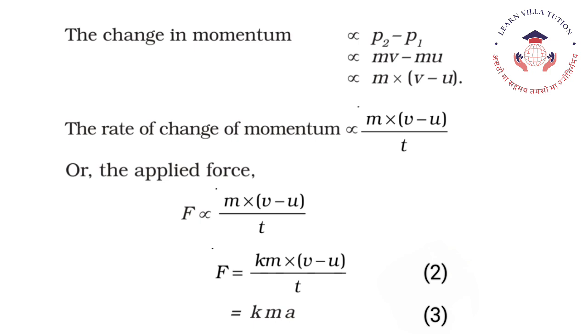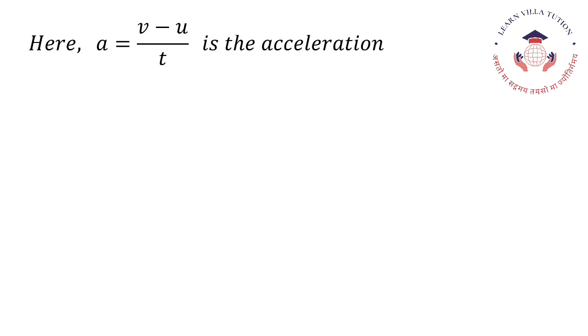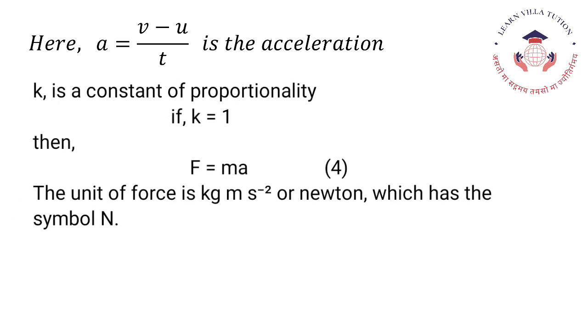The rate of change of momentum is directly proportional to m multiplied by v minus u, divided by t. Or the applied force, F, is directly proportional to m multiplied by v minus u, divided by t. Then, F is equal to k m multiplied by v minus u, divided by t. We get F is equal to kma. Here, a is equal to v minus u divided by t, the acceleration, and k is a constant of proportionality. If k is equal to 1, then force F is equal to m into a.